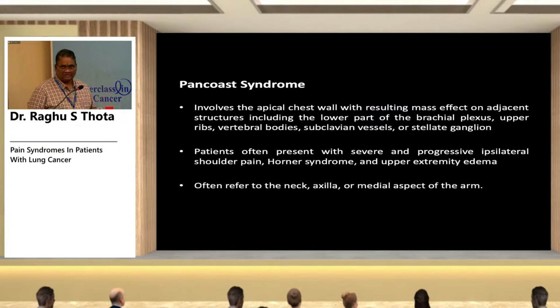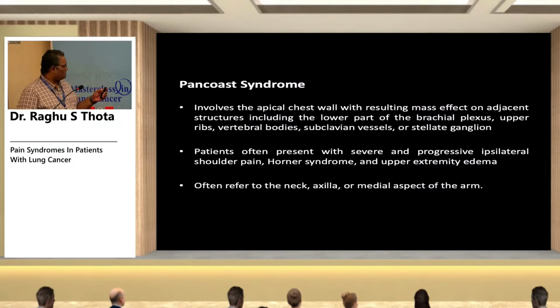The second one is the Pancoast syndrome. As everyone knows, we have been reading about this from first MBBS. It is especially the apical chest wall. It involves the apical chest wall with resulting mass effect on the adjacent structures, including the lower part of the brachial plexus, upper ribs, vertebral bodies, subclavian vessels, or sometimes the stellate ganglion also. So mainly it is always the upper lobe. The middle and the lower lobe usually don't present with Pancoast syndrome. We have to understand this.